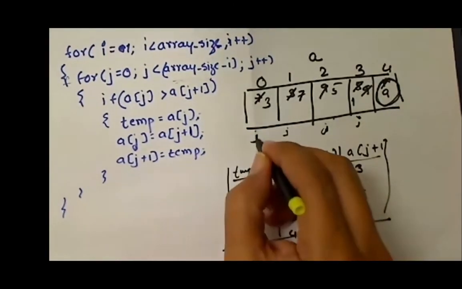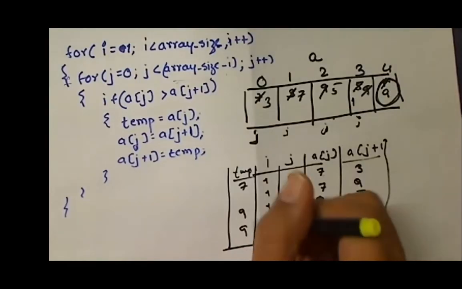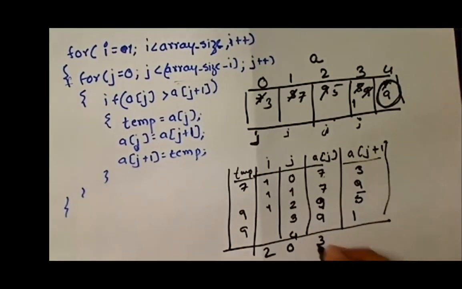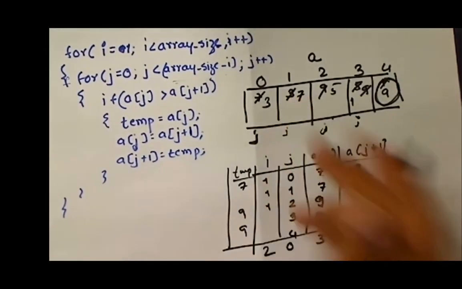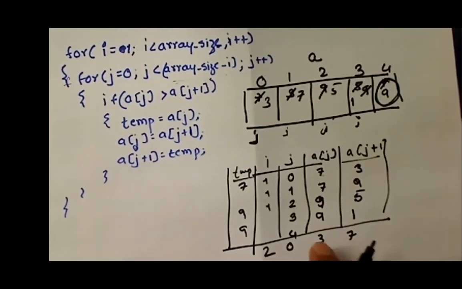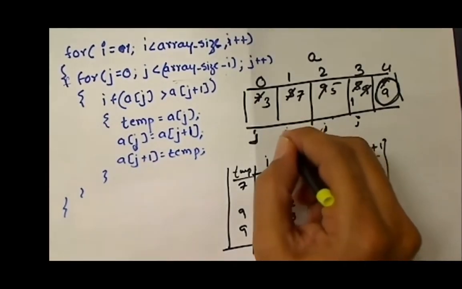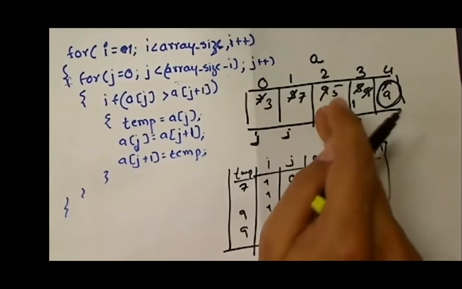So j again comes to this location. j is over here now. At j 0, what is the value? 3. So we have value 3. At j plus 1 what we have is 7. So this is 7. Again I check, is 3 greater than 7? False. So j increments, j goes here. So if j is here, j plus 1 is here.